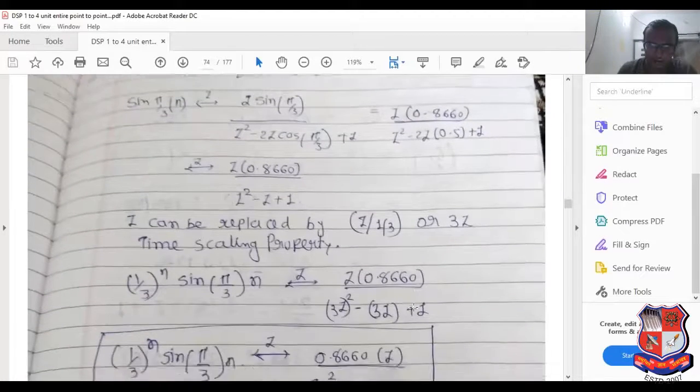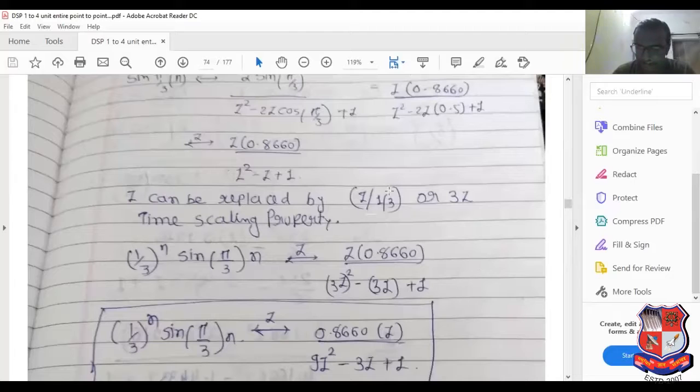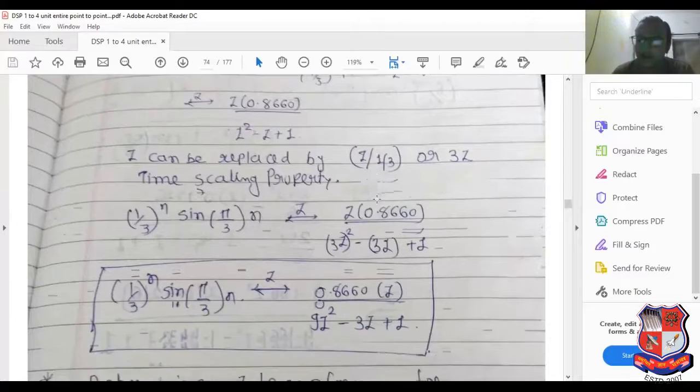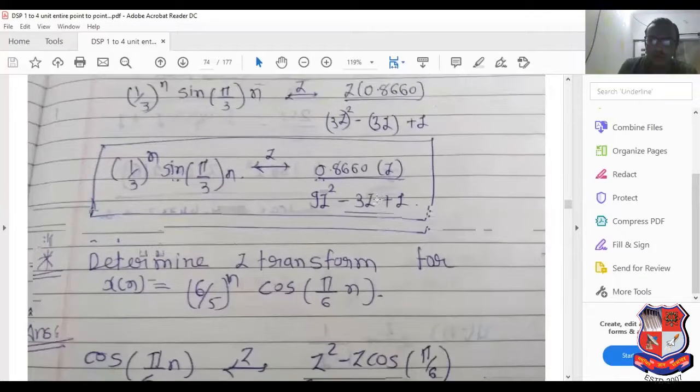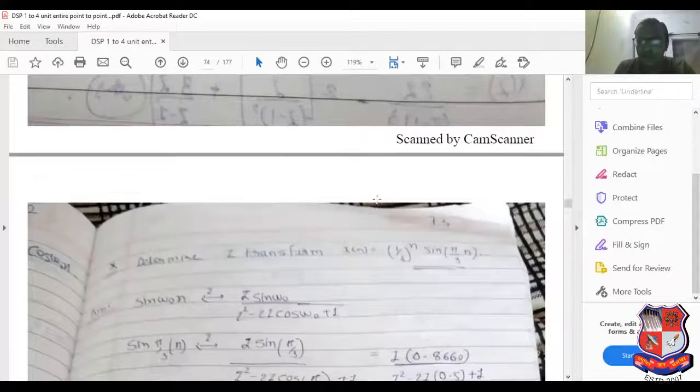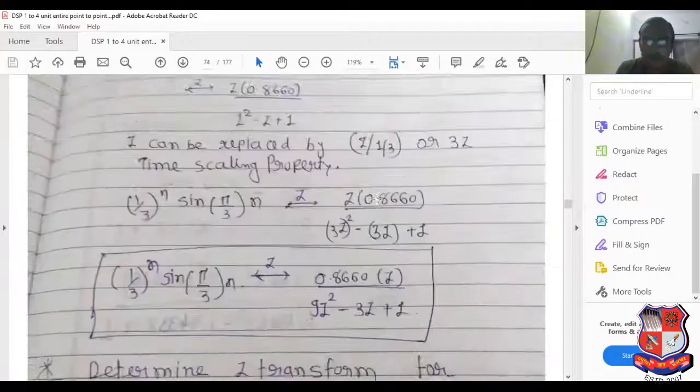Now z can be replaced by 3z according to the time scaling property already discussed in the previous class. So here we can get the answer z into 0.8660 divided by 9z square minus 3z plus 1. So it is the answer related to the z transform. Now two examples have been discussed. This is the second example, this is the first example.